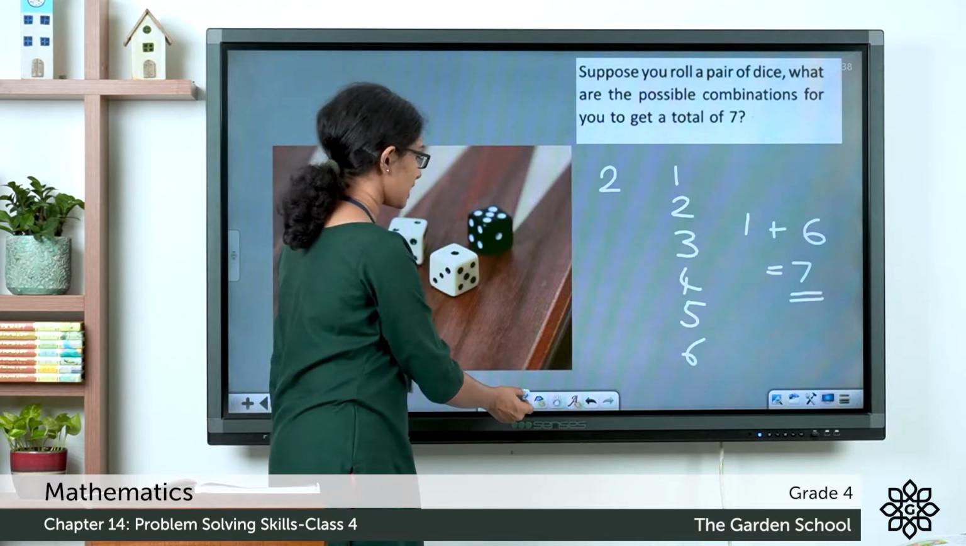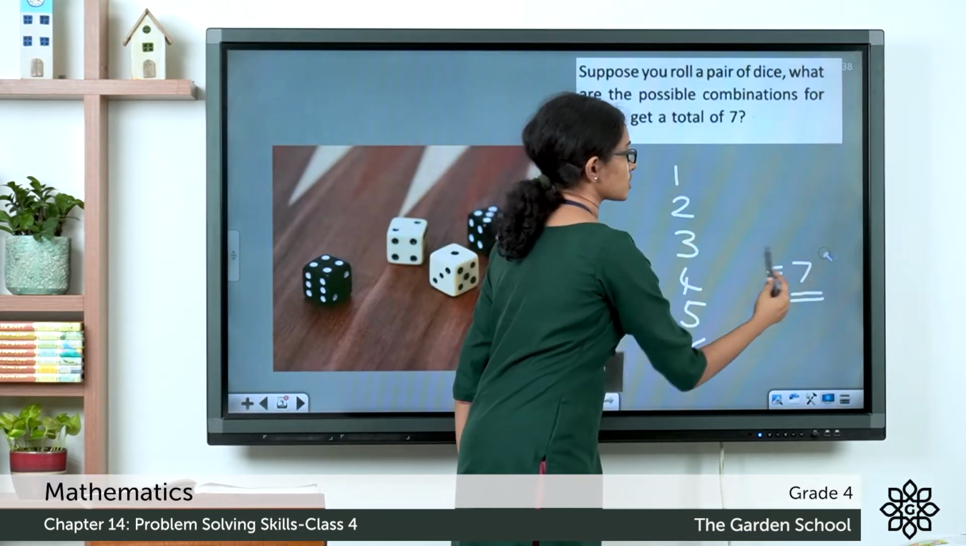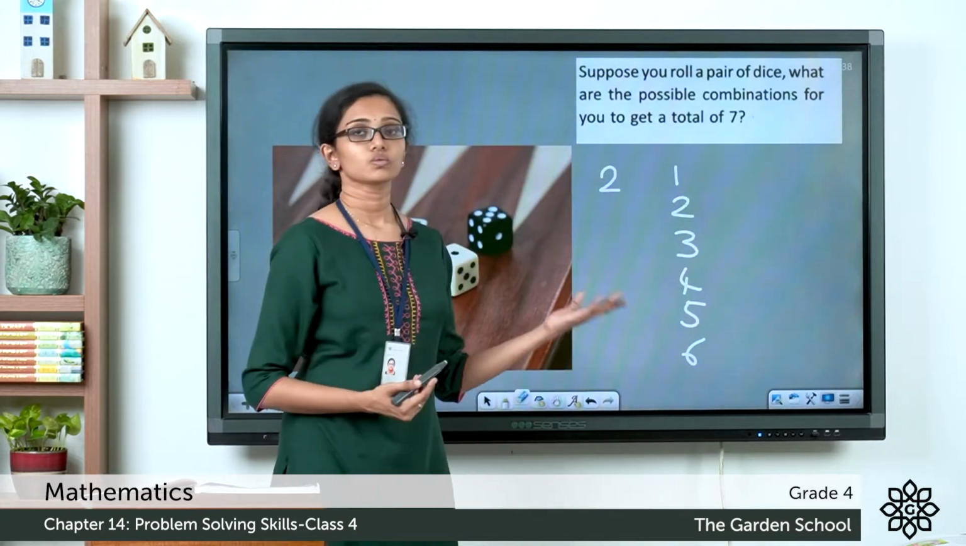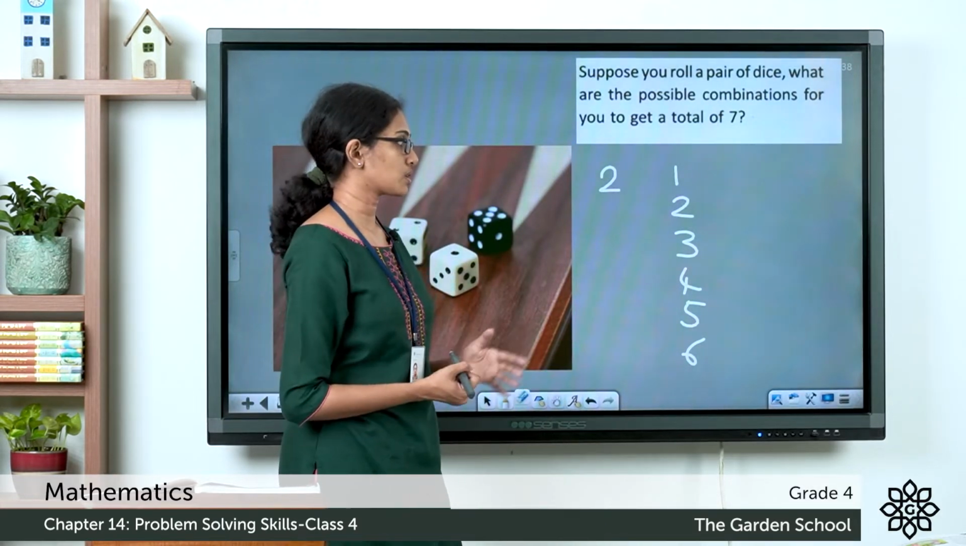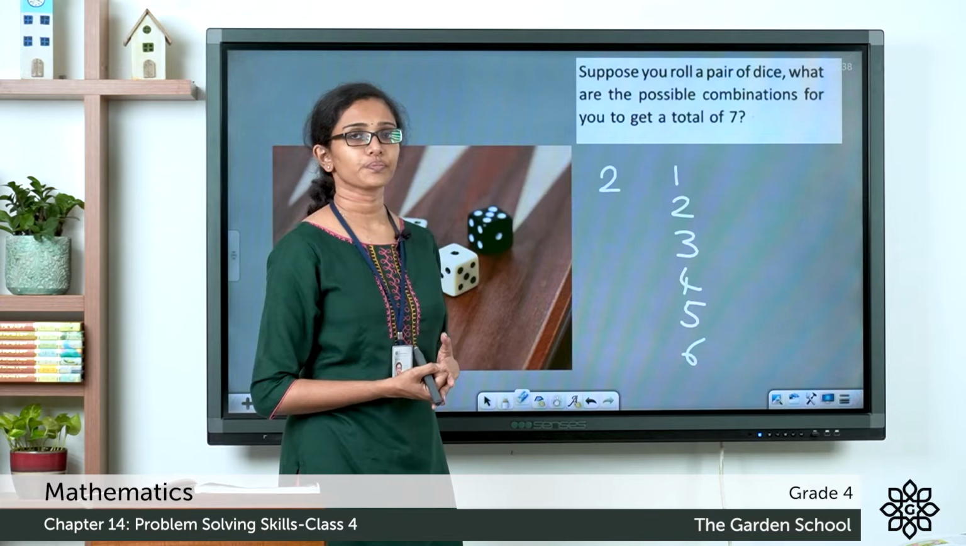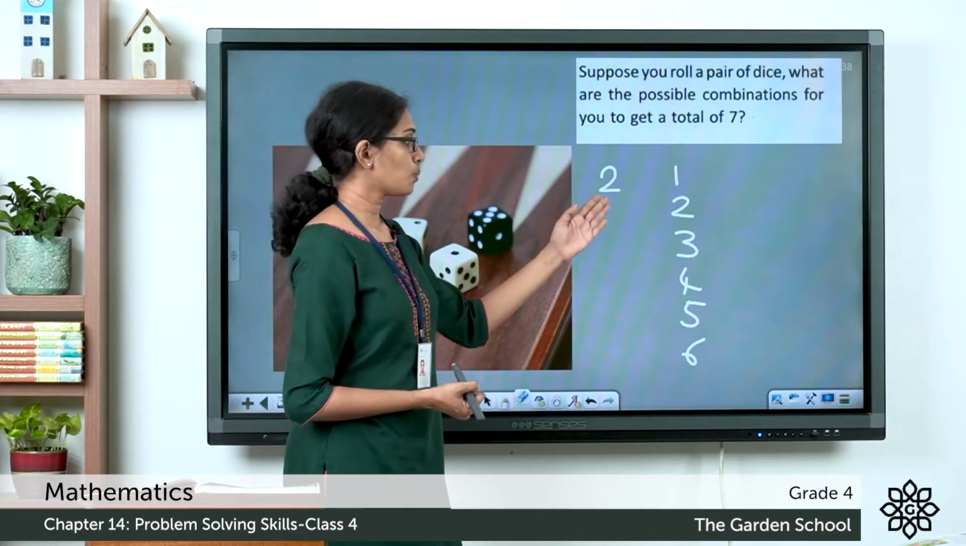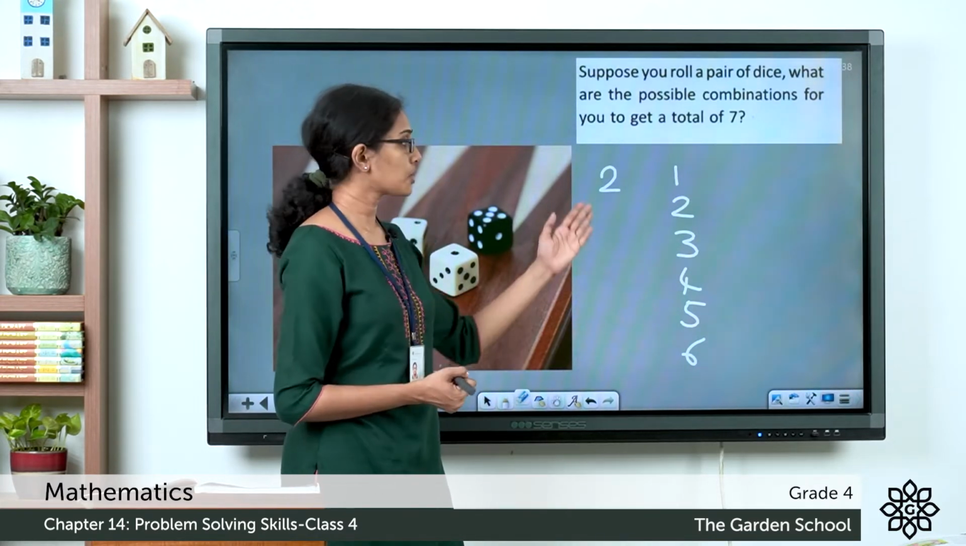Is 2 plus 1 7? No, 2 plus 1 is not 7. What about 2 plus 2? That is 4. That is also not 7. What is 2 plus 3? It is 5. 2 plus 4 is 6. 2 plus 5 equal to 7.